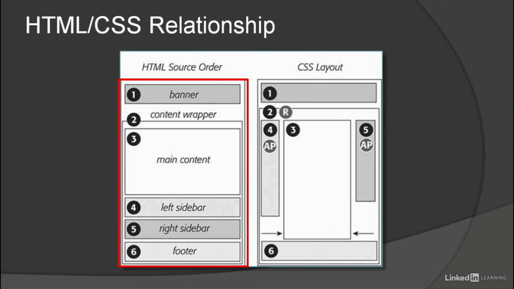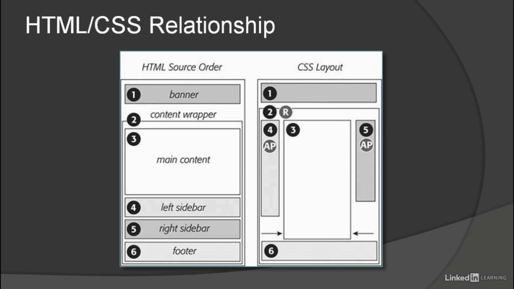We want to have a banner, a content wrapper, main content, a left sidebar, a right sidebar, and a footer. But notice that the left sidebar and right sidebar are on top of one another, because that's the only way we can write them out in an HTML file. So now we use CSS classes to take things like the left sidebar and right sidebar, which are 4 and 5 respectively, and position them on the left side and the right side of the page respectively. So that's what CSS is good for.